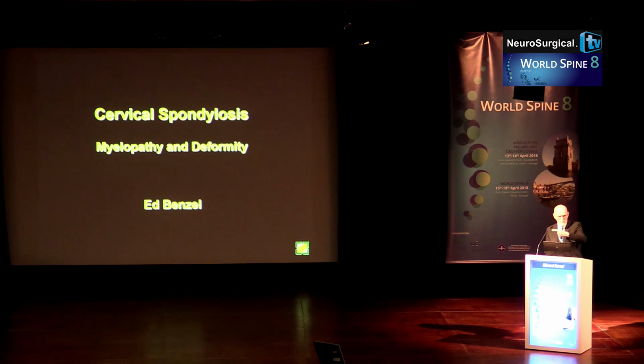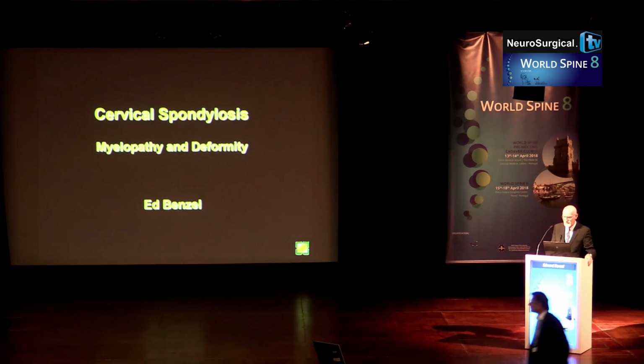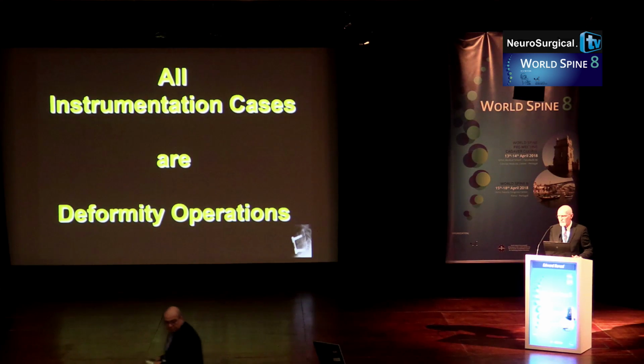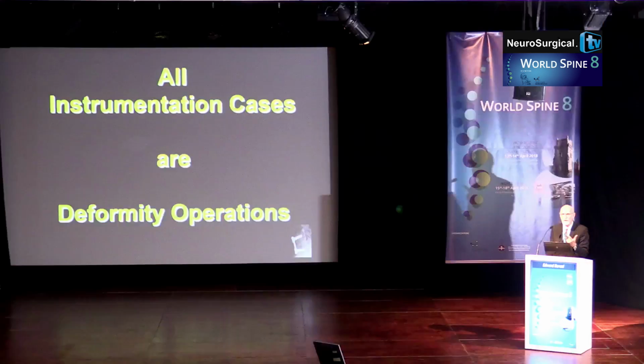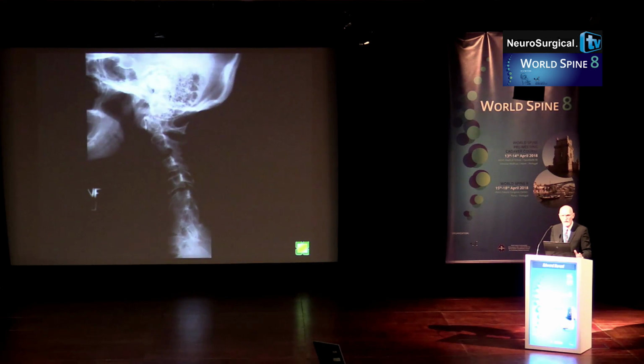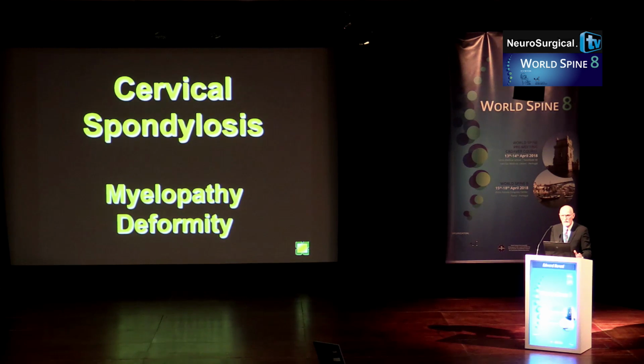So I'm talking about myelopathy and deformity, and I'd like to emphasize up front that all instrumentation cases are deformity operations. With surgery on the spine, you have an opportunity to prevent deformity, correct deformity, or cause deformity. And be very wary of every case and try to establish normal alignment. This patient had decompressions and fusions, both of which ended up with a kyphotic posture. This is a very poor outcome for the management of cervical spondylosis.